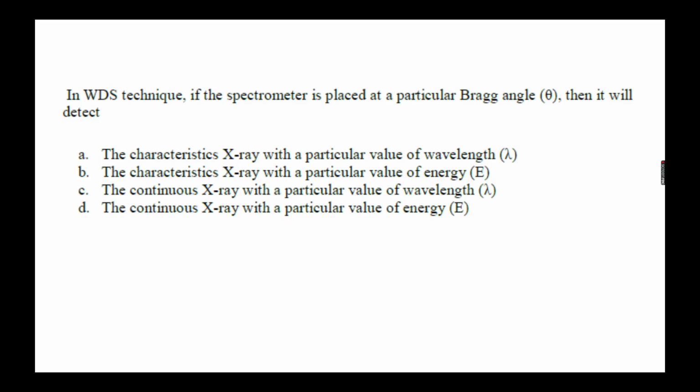Okay, so in the WDS technique, if the spectrometer is placed at a particular Bragg angle, then it will detect what? This is regarding WDS, so this is for wavelength. The options are: characteristic X-ray with a particular value of wavelength, characteristic X-ray with a particular value of energy, continuous X-ray with a particular value of wavelength, and continuous X-ray with a particular value of energy.